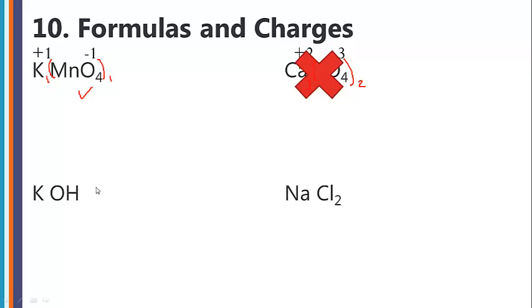KOH, OH is a polyatomic ion. Potassium has a plus 1 charge. Hydroxide has a minus 1 charge. So whenever I crisscross these charges, I get 1 and 1. So that one works. NaCl2. The charge on Na is plus 1. Cl is minus 1. So this shouldn't be a 2. Whenever I crisscross, this should be a 1, which means that this formula is incorrect.